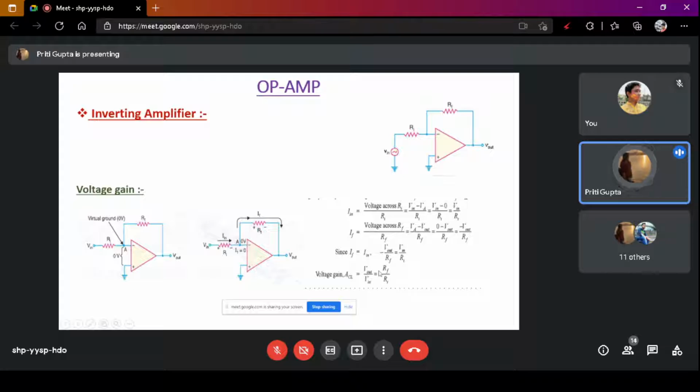This minus symbol represents that this one is an inverting amplifier. The gain is inverting. That means whatever input you are giving, we will get an output which is 180 degrees out of phase of the input. Is the derivation understood? Yes or no? Yes, ma'am. Okay, very good.